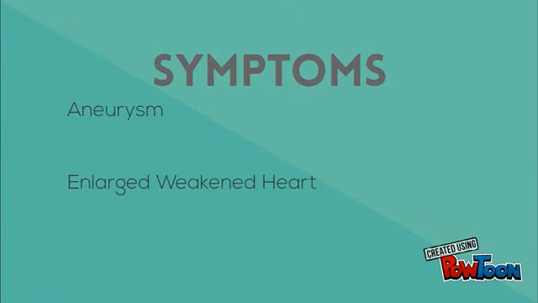Symptoms. Aneurysm, weakened blood vessels in the brain. Cell membrane is weakened due to excessive pressure in the vessel. Enlarged and weakened heart may lead to heart failure. Homeostasis is affected because blood is not able to be pumped around the body due to weakened cardiac wall.